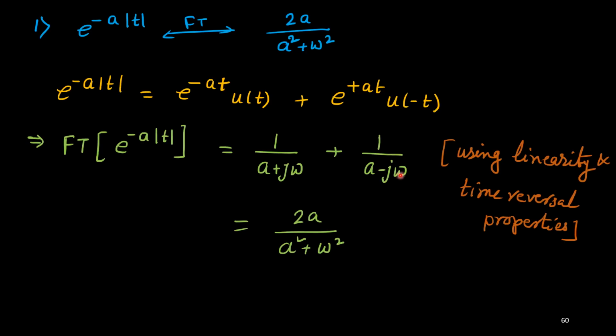Now if you combine these two, you will get 2a upon a square plus omega square, because the product of these two, a plus j omega and a minus j omega, gives a square minus j square omega square, and j square equals minus 1. Thus you will get a plus sign here, and in the numerator j omega minus j omega will cancel. You will get 2a.